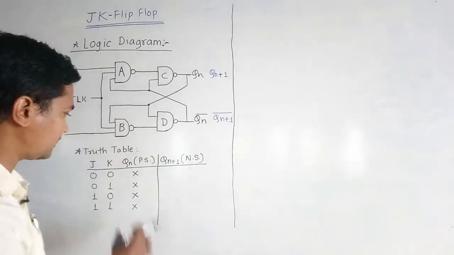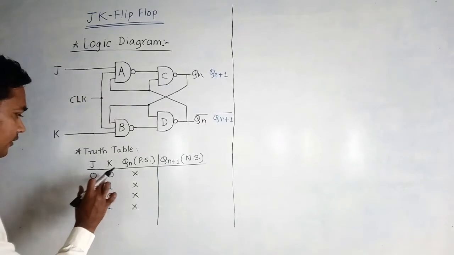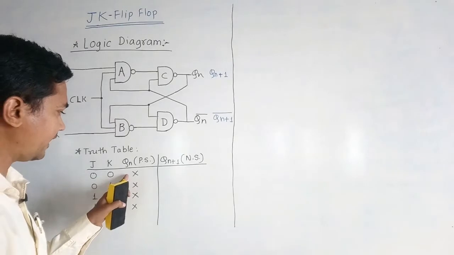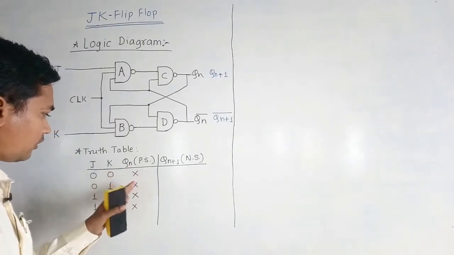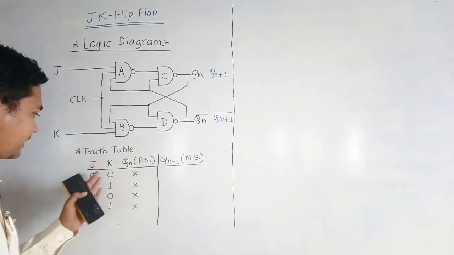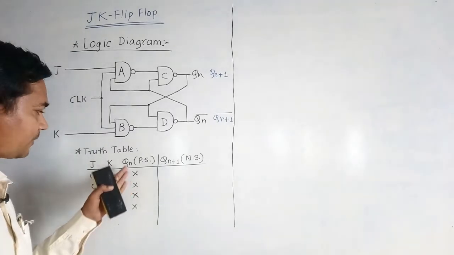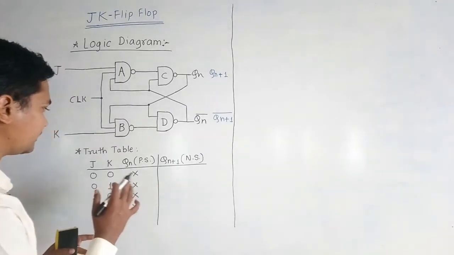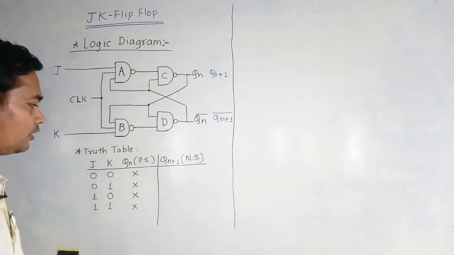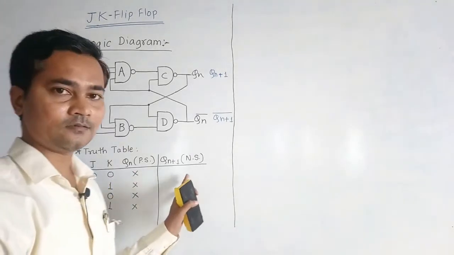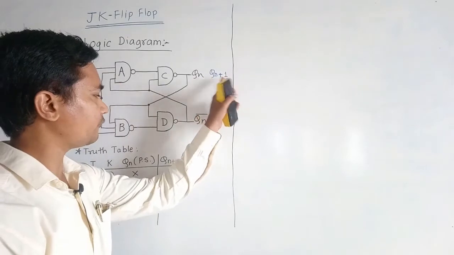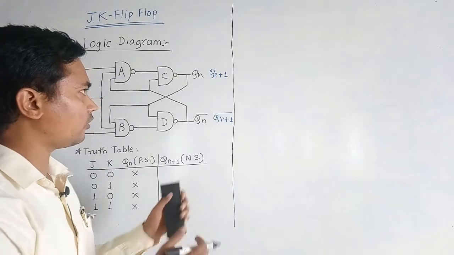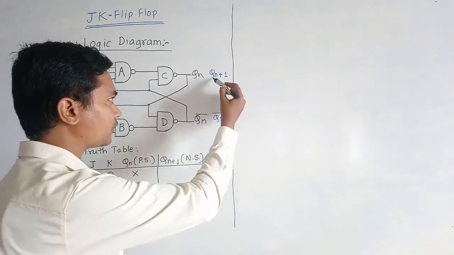Starting with the first condition, J and K are 0 0 and Qn is don't care. If you consider the J and K inputs, then we don't consider the present state of Qn, so we write here don't care. Consider J and K equal to 0 0, and our interest is to obtain Qn+1 or Qn+1 bar, that is, the next state.